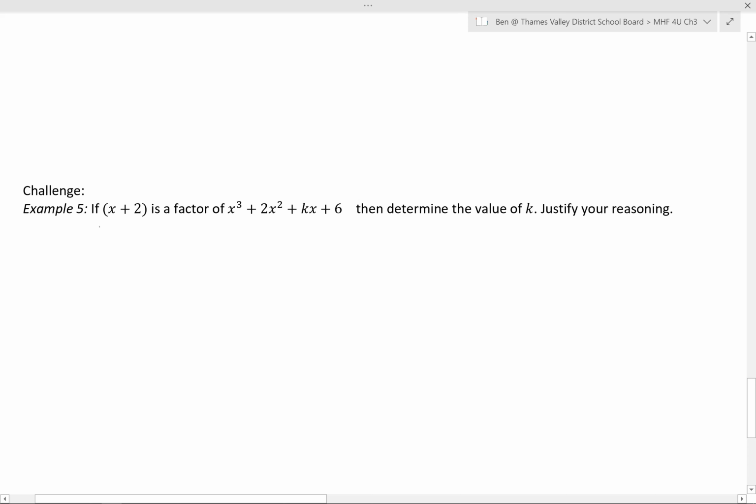Okay, so if x plus 2 is a factor of this polynomial right here, x cubed plus 2x squared plus kx plus 6. You can see where this question's going. We need to try and find the value of k.